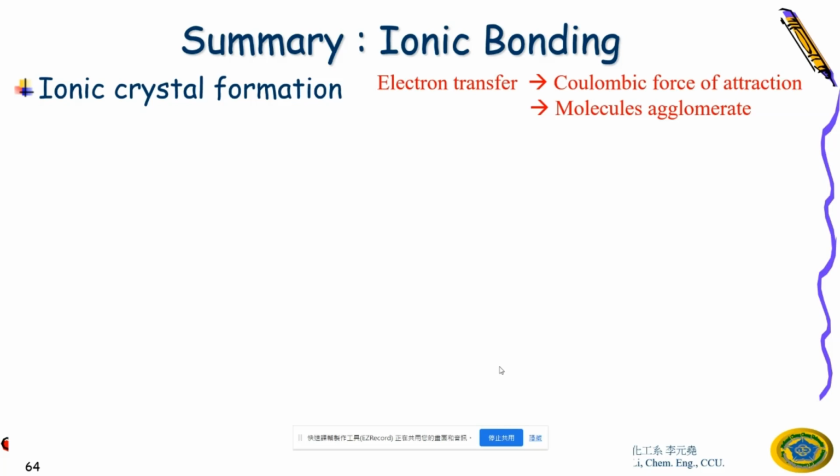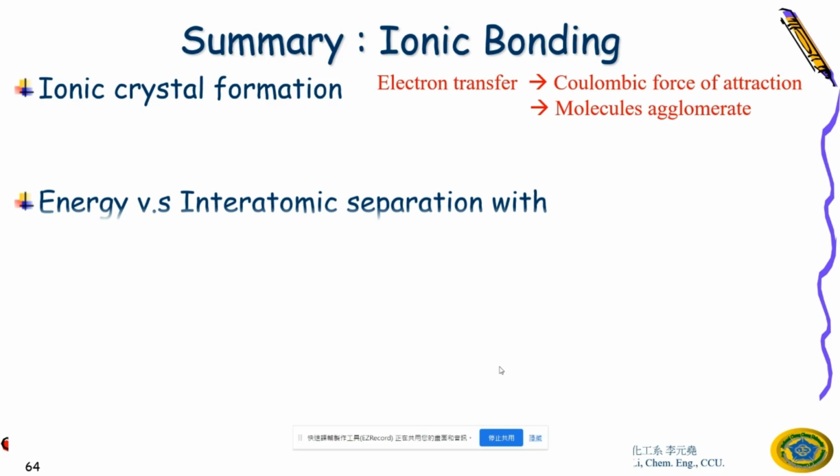Step 2 is that the two ions, one cation and one anion, need to be attracted to each other by Coulombic force. Okay, so Coulombic force attraction lets the cation and anion get together. After that, you have one molecule. And from one molecule to many molecules, this is called molecular agglomerate. So this is the ionic crystal formation.